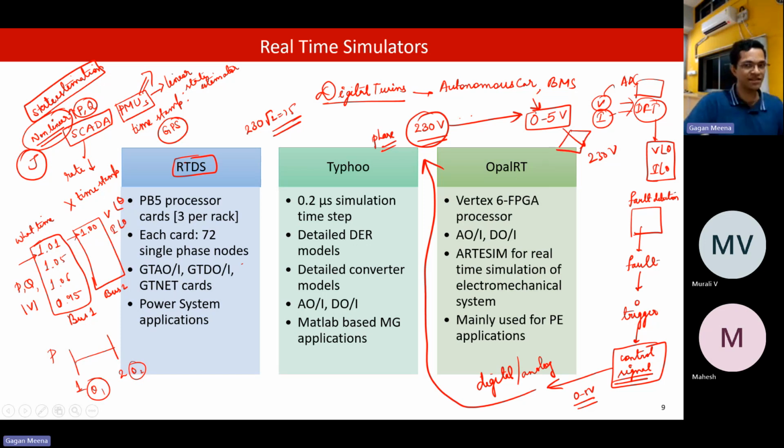Because these simulators will not produce a real signal. Although we are simulating a 66 kV grid, a 132 kV system, or even 765 kV, the output which they provide will be scaled to 5 volts. If you want to use those signals again, then we have to amplify them. And for that, we need the power amplifier. Is it clear?